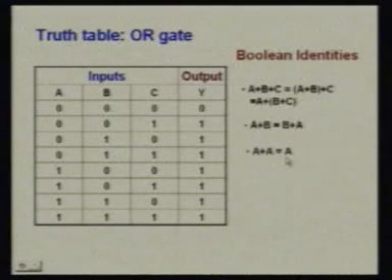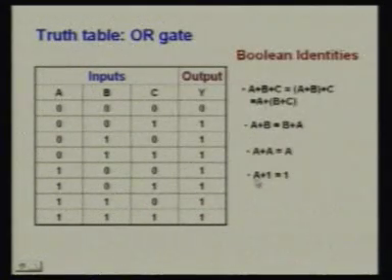A plus A is equal to A. This is very obvious. If we take A equal to 0, then 0 plus 0 will be equal to 0. If we take A equal to 1, then 1 plus 1 will be equal to 1. 1 plus 1 means the 2 inputs are in 1 state, then output will be in 1 state. This plus indicates the OR operation.